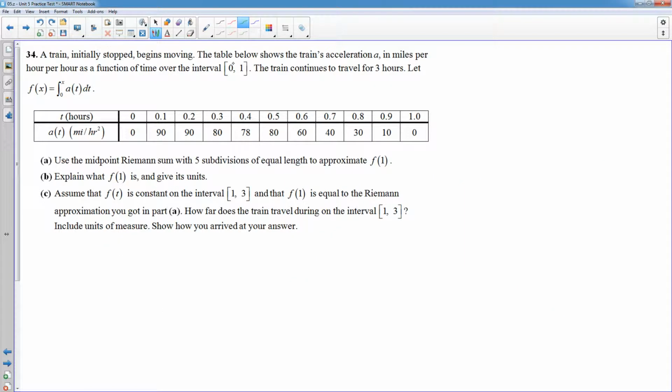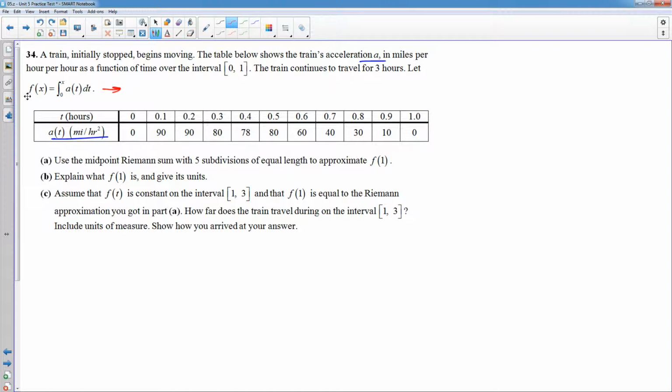A train initially stops, begins moving. The table below gives the train's acceleration. Always pay attention to what you're looking at. It's the acceleration. They do label it there, miles per hour squared. We're only going from 0 to 1, and that is f of x. Hey, I love functions like this. This is interesting.